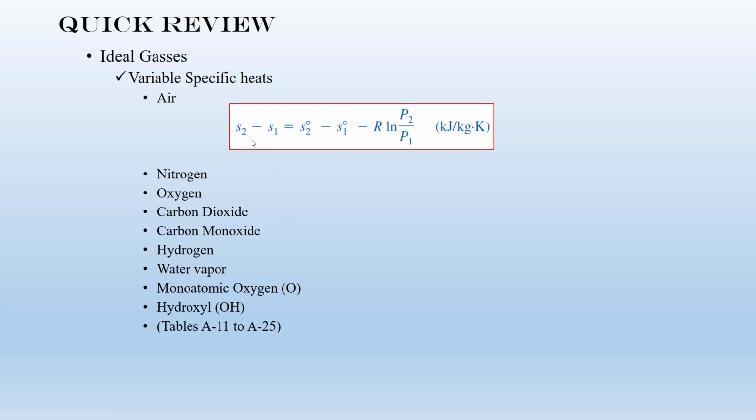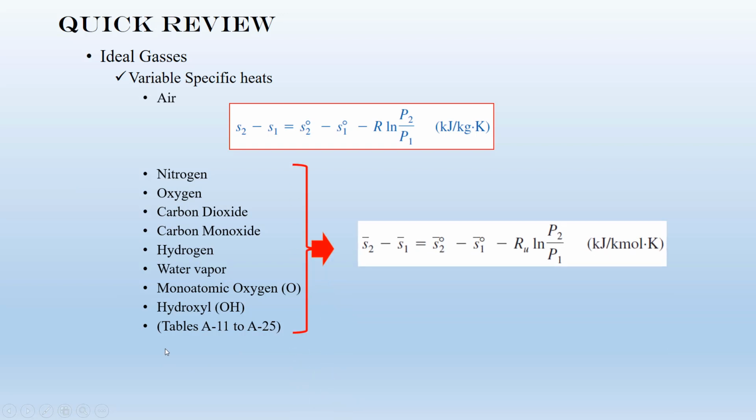However, for nitrogen, oxygen, and the other ideal gases listed here, you have the S bar naught, which is entropy per kilomole Kelvin. So if you want to calculate the delta S for these gases, first you need to calculate the delta S per unit mole, and then convert it to delta S per unit mass. How? By using this correlation. You can calculate the delta S bar, and then divide it by M, the molar mass, and then you can calculate the delta S.